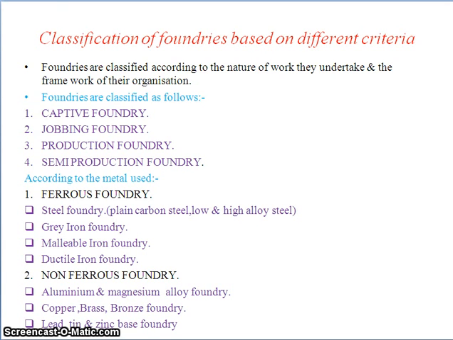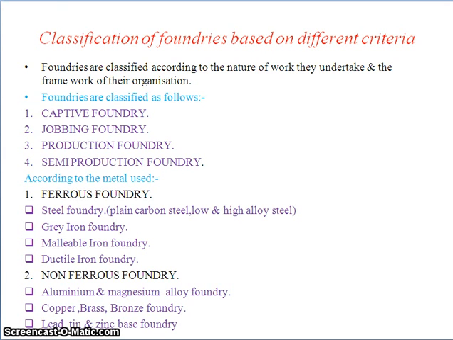The captive foundries are an integral part of most manufacturing organizations, which produce the castings for their own use. Suppose a company XYZ is engaged in the manufacturing of four-wheelers. Hence, the cylinder blocks and cylinder heads which are required in the four-wheelers are manufactured by the same company or the same foundry. Such types of foundries are known as captive foundries.